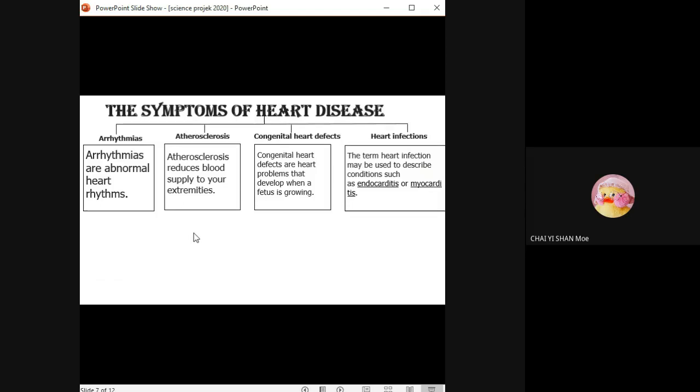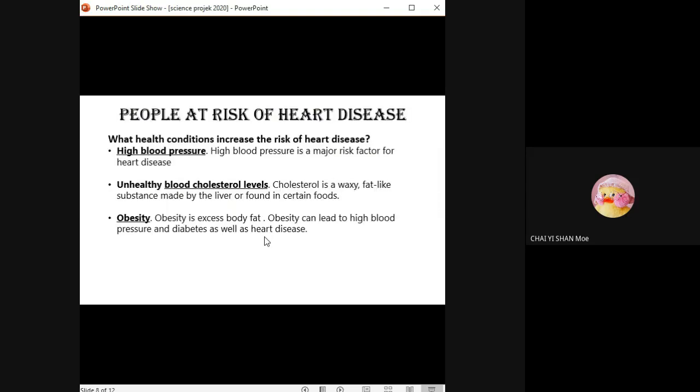The symptoms of heart disease: arrhythmias are abnormal heart rhythms. Atherosclerosis reduces blood supply to your extremities. Congenital heart defects are heart problems that develop when a fetus is growing. Heart infections. The term heart infection may be used to describe conditions such as endocarditis or myocarditis.